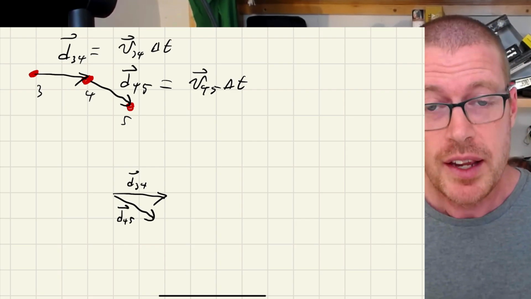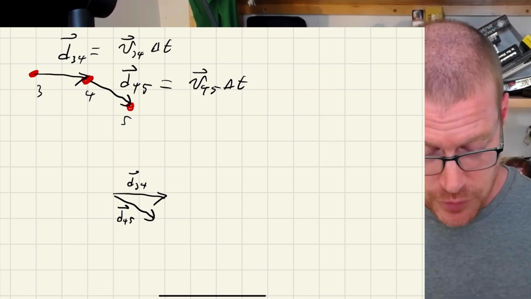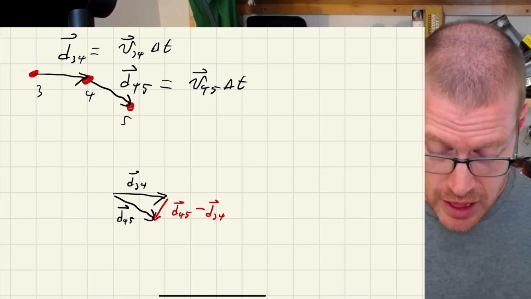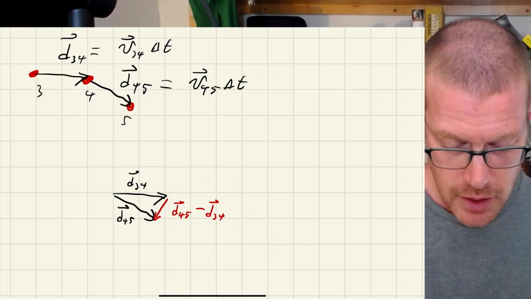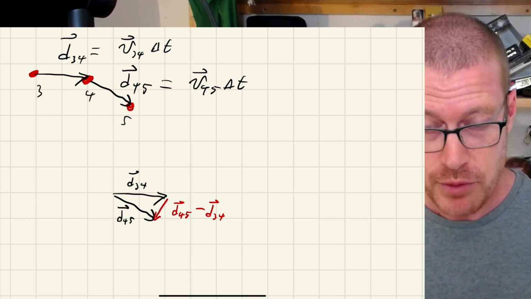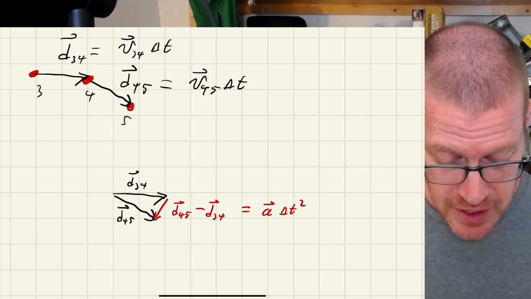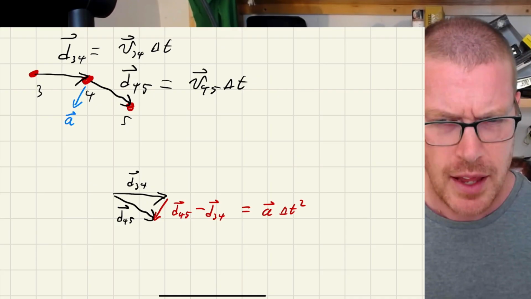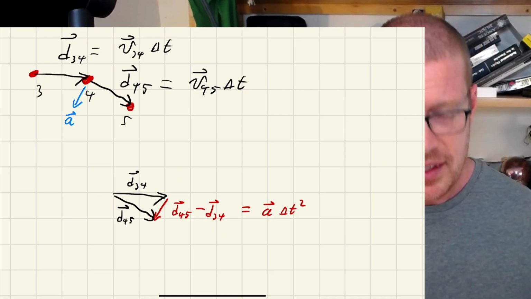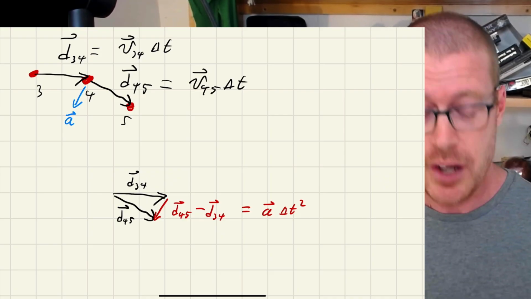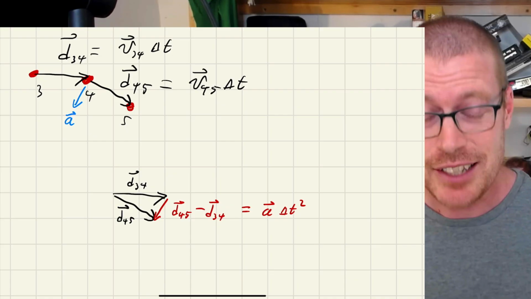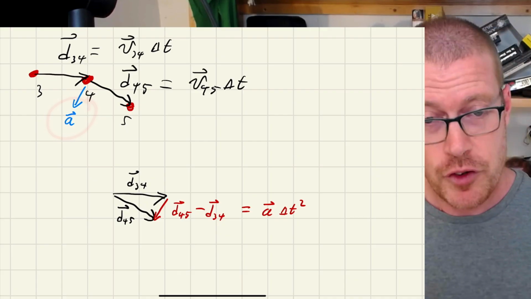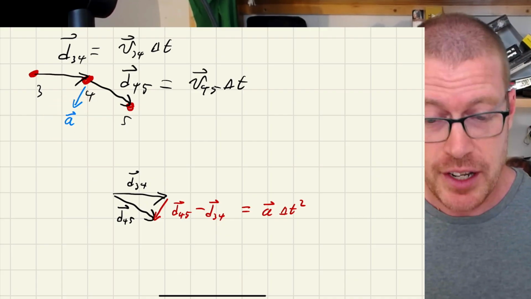The difference is the vector I need to add to d34 to get d45. So this vector we just argued was proportional to the average acceleration. And so that means the average acceleration is in fact pointing in this direction. That's somewhat counterintuitive: while the velocity always points along the direction of motion, the acceleration does not. And in fact, the acceleration, if you're moving around a curve, always points to the center of the curve.